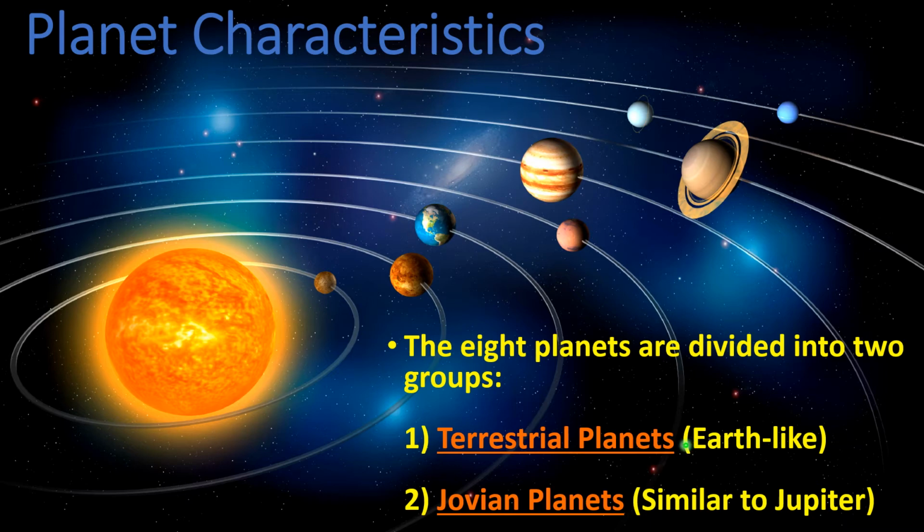It's actually where the term ET comes from. If something is extraterrestrial, that means it comes from outside of the Earth, and that's where that term came from, if you ever wondered that. So the first 4 planets are similar to Earth. We're going to take a closer look at them in a few minutes.